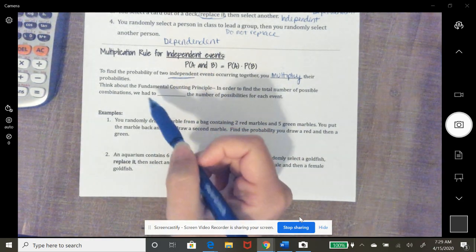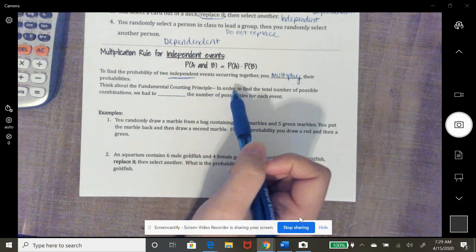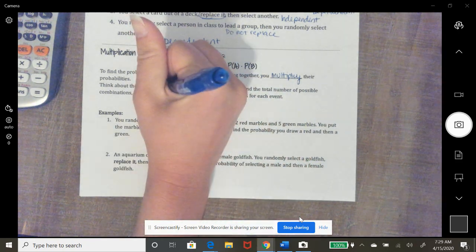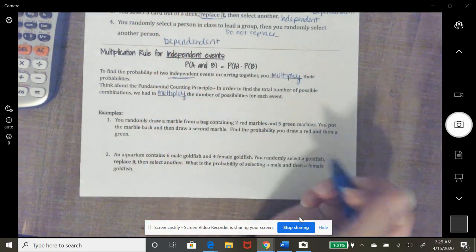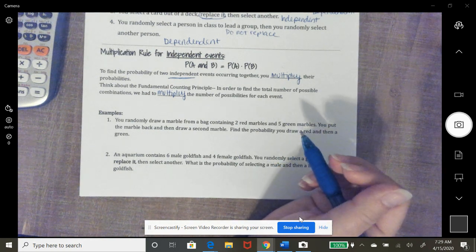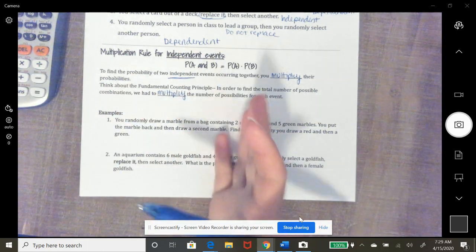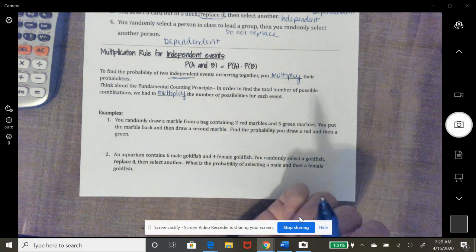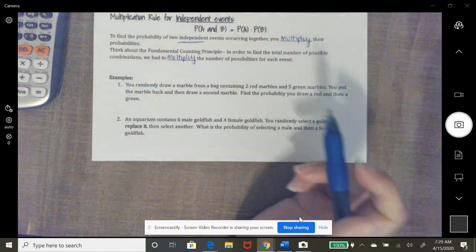Think about that last lesson where we talked about the fundamental counting principle. In order to find the total number of possible combinations, we had to multiply the number of possibilities for each event. So that's kind of what we're using. We're just also using the probability with it. Because it tells you all the possible combinations instead of listing them out, and then you multiply them together as well. So let's look at a few examples, and that will be it for your notes today.